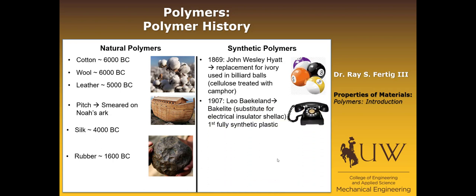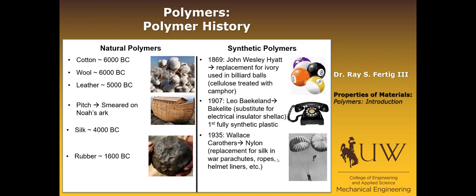The first fully synthetic plastic was called Bakelite, and it was originally a substitute for an electrical insulator called shellac. But there's lots of things that were made from it after it was created. A common one would be just an old telephone. And then finally, one that had an influence on our performance in World War II, actually, was the development of nylon as a replacement for silk in war parachutes, ropes, helmet liners, and other things.